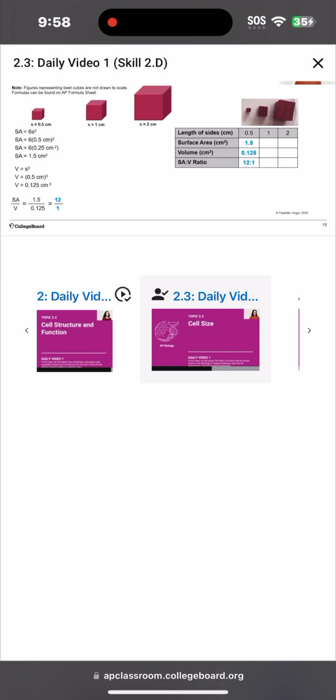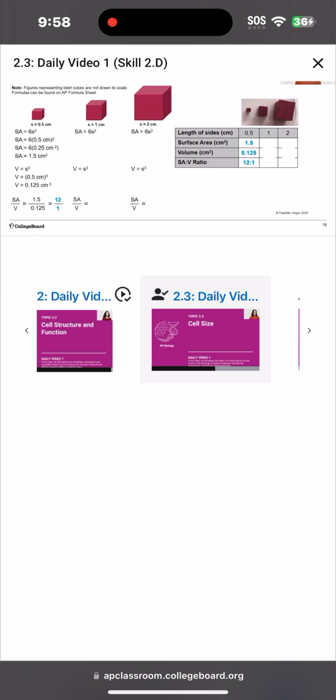So I'm going to ask you to pause the video now, calculate the surface area and the volume and the ratio for the 1 centimeter and the 2 centimeter cube, so we can see how size influences this ratio as a cell gets larger. When you have your answers, just press play and we'll check your work. Okay, so let's see what you have.